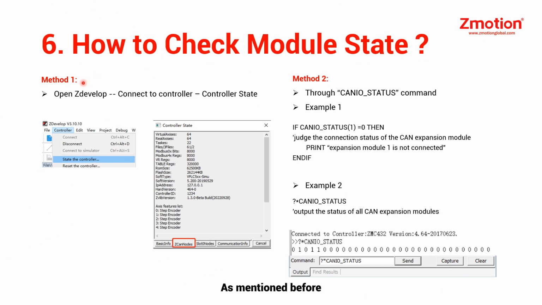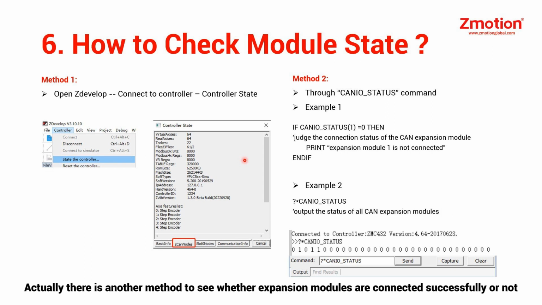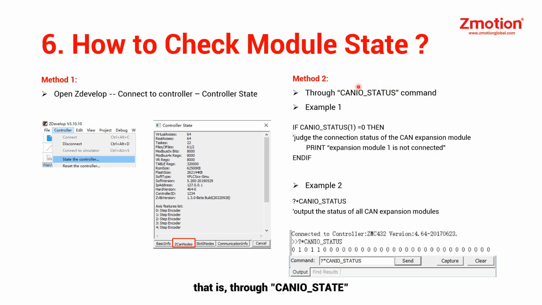As mentioned before, ZDevelop can be connected to check ZCAN information. Actually, there is another method to see whether expansion modules are connected successfully or not. That is, through CANIO_STATE. Use it with print or enter it in the output window. Value 1 means success. Value 0 means failure.